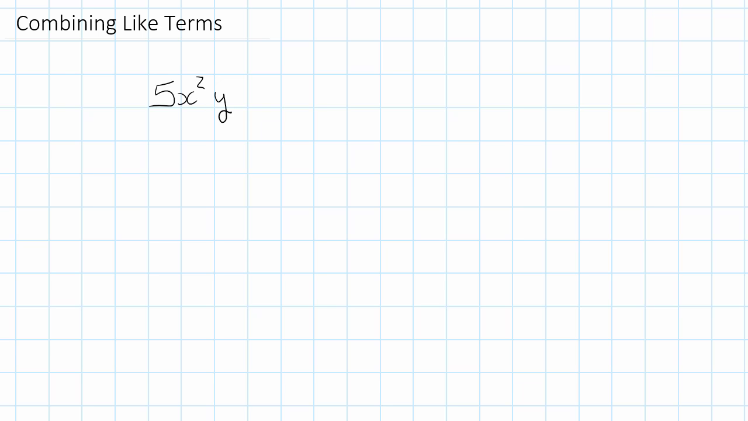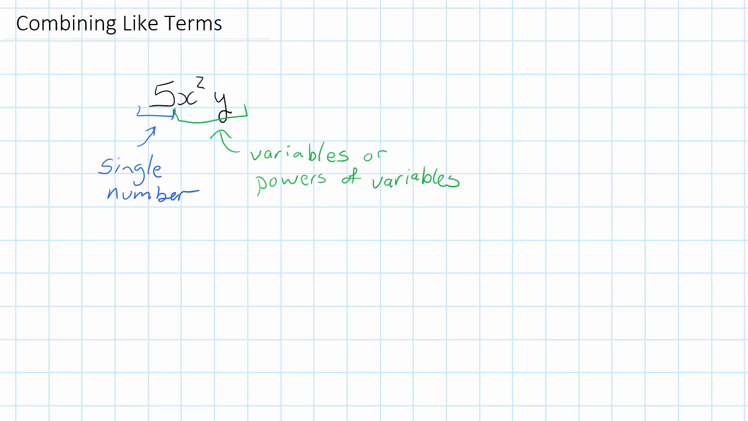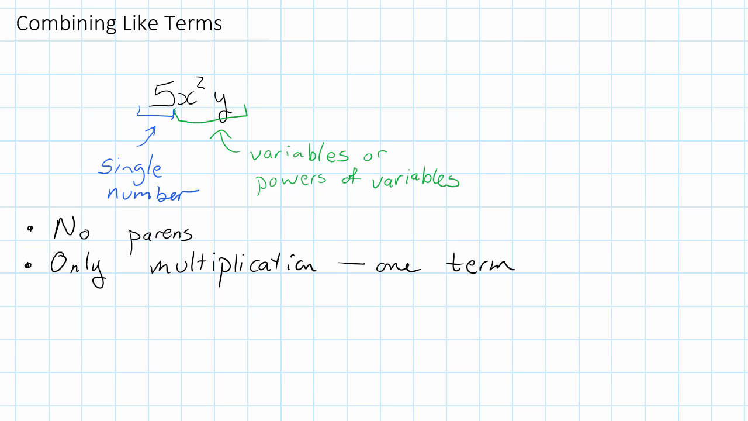What does this look like? We have two distinct parts, a single number in front, and then some variables or powers of variables. We see no parentheses, and we see only multiplication. It's this kind of simple term that we're talking about when we refer to the idea of combining like terms.